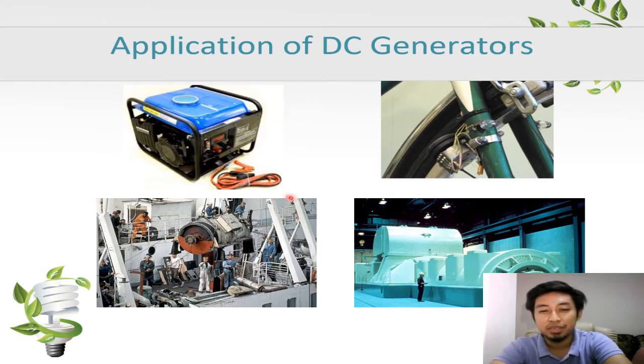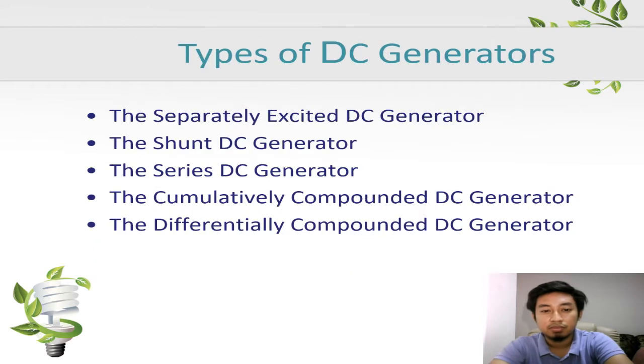So this is the types of DC generator: the separately excited DC generator, the shunt DC, the series, the cumulative compounded, and the differentially compounded DC generator.